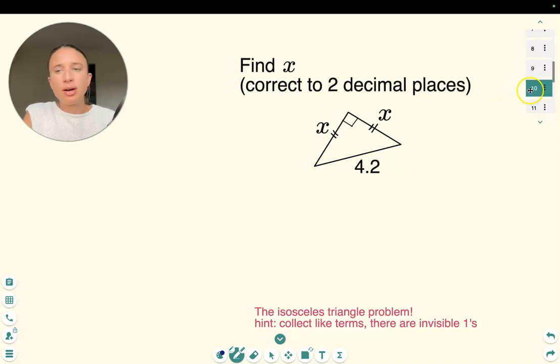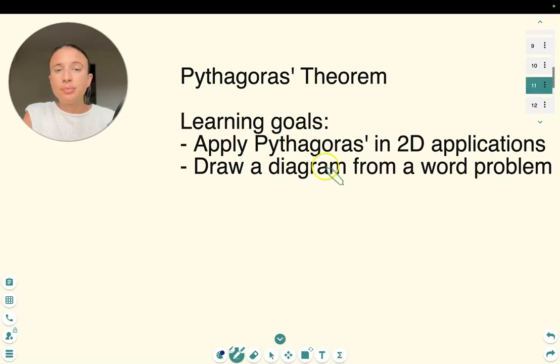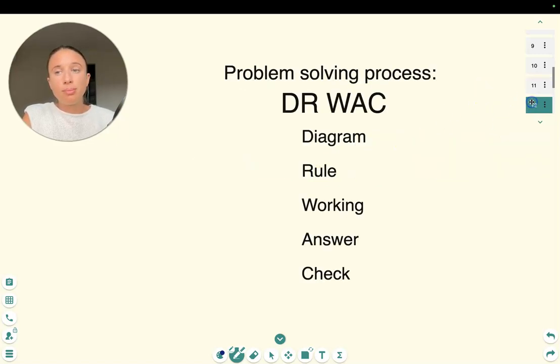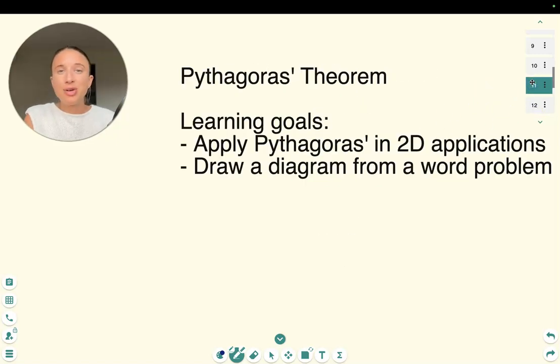In the next video, we'll look at a little bit more of a different problem, but I think I've loaded you with enough information for now. In the next video, we're going to look at a few applications in 2D, and we're going to draw a diagram from a word problem. So I will see you in that video.